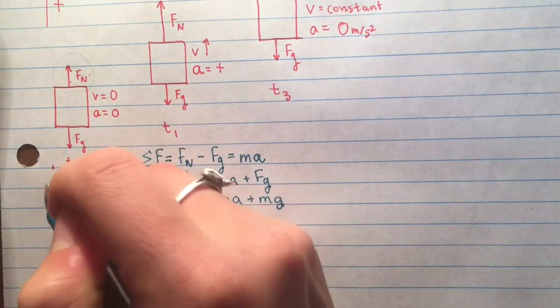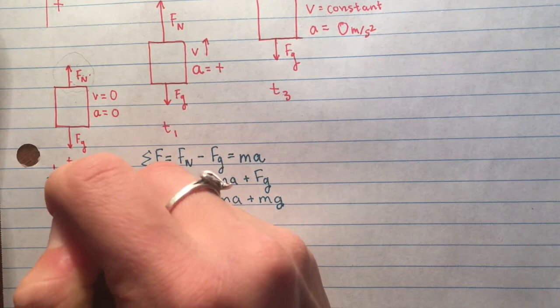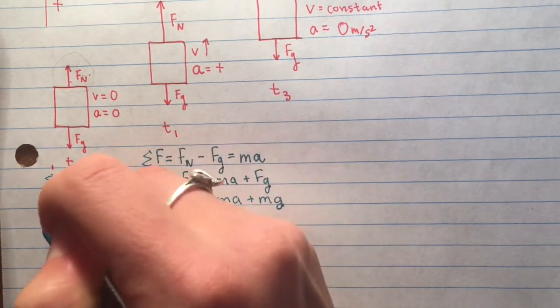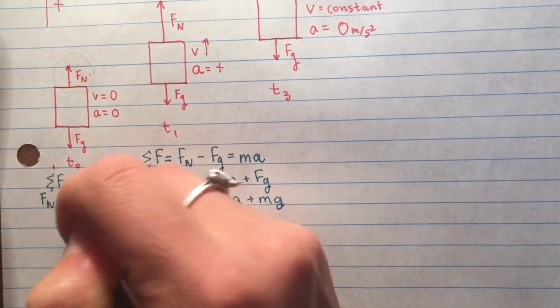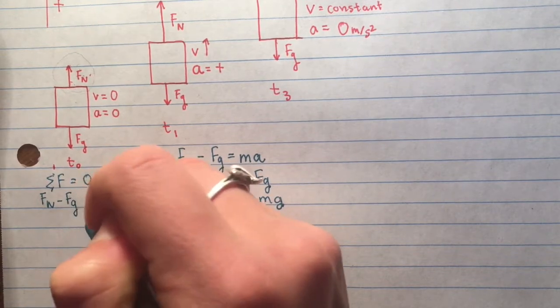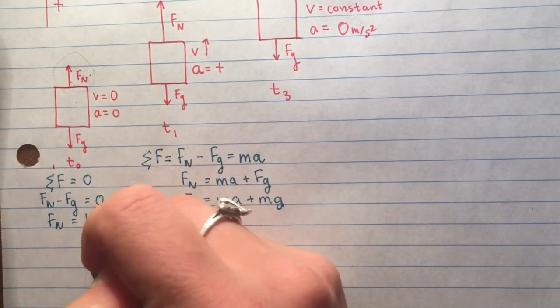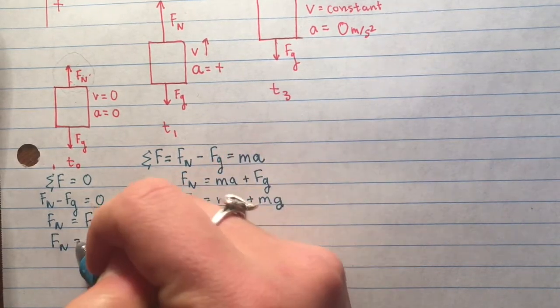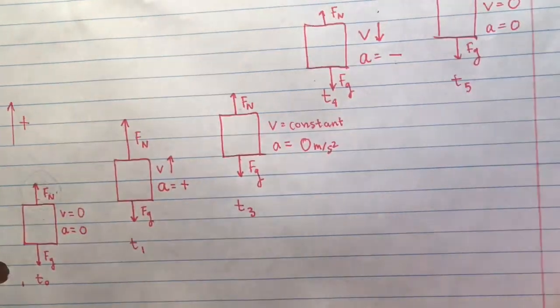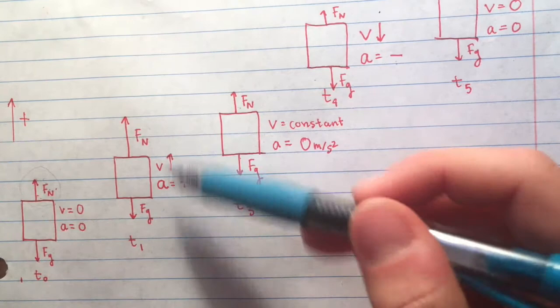When the elevator is at rest, the net force is equal to 0. So the force normal minus the force of gravity is equal to 0. And so we can say the normal force equals the force of gravity. The force of gravity equals mg. Let's talk about when the elevator is accelerating upwards.